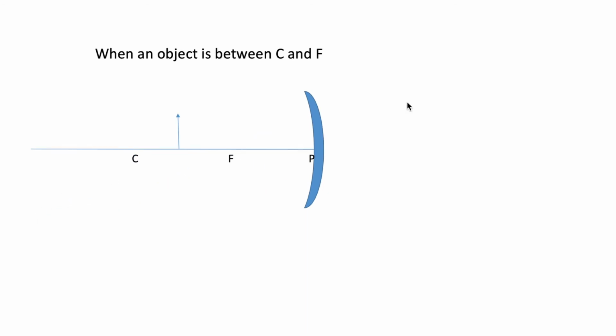Next is when the object is between center of curvature and focus. We will see how the image is forming for the position between center of curvature and focus. The first ray is parallel to the principal axis. It will reflect through the focus.